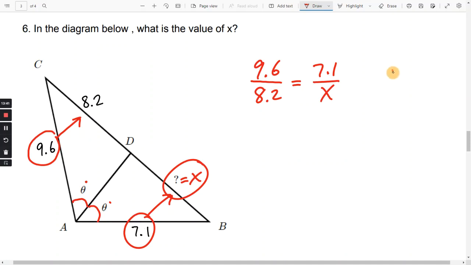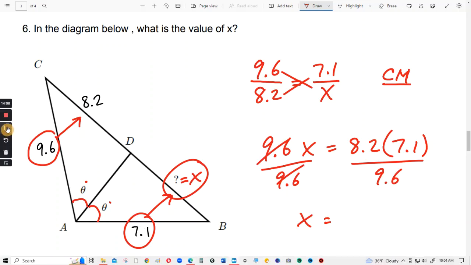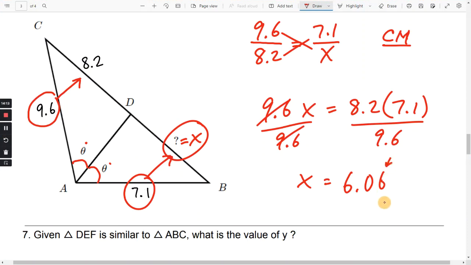And then you just cross multiply. 9.6x equals 8.2 times 7.1. And then solving, just divide both by 9.6. Cancels here, and use the calculator. I get 6.06, rounding off. Look at the second decimal. If it's 5 or more, you round up. So that's going to be approximately 6.1.